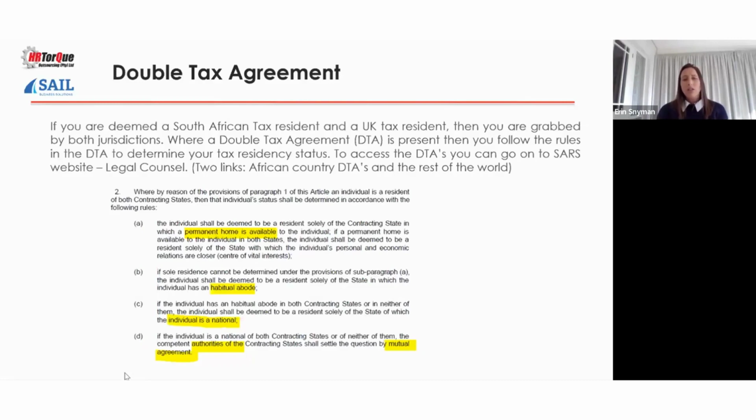Point C, if you can't determine via point B, you'd move to point C, and it would be where you are a national. Now, if, again, it's pointing to both, we'd have to move to point D, but if you can determine that, then that's where your residency status would lie. I've never, in all my time, ever had to get to point D, but if you do get to point D, ultimately, both of the authorities, so both SARS and HMRC in the UK, would need to come in and be involved, and they would then settle the question by mutual agreement as to where your tax residency would lie.